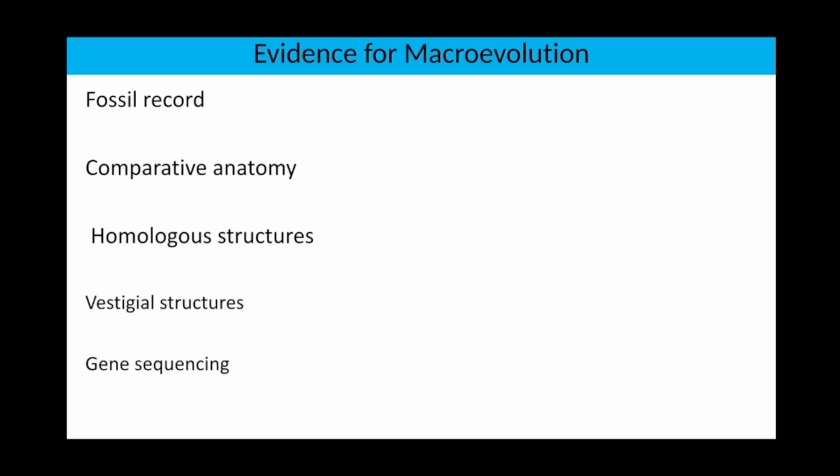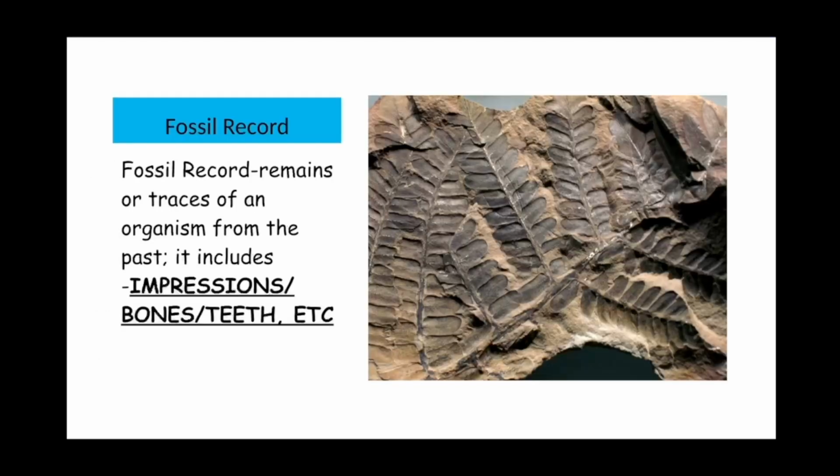So for evidence for macroevolution, we'll talk about the fossil record, comparative anatomy, homologous structures, vestigial structures, and gene sequencing. As far as the fossil record goes, you do see a trend from simple organisms to more complex. So if you're trying to form a large-scale theory for how these organisms came to be, then with the fossil record, you could look at similar structures from these ancient animals to try to see how they might be related to each other.